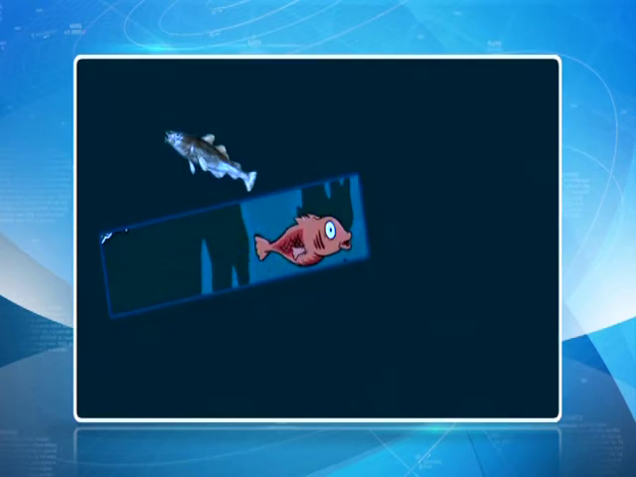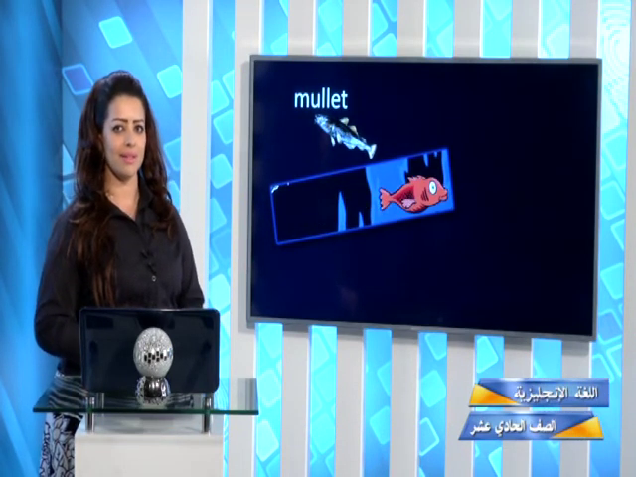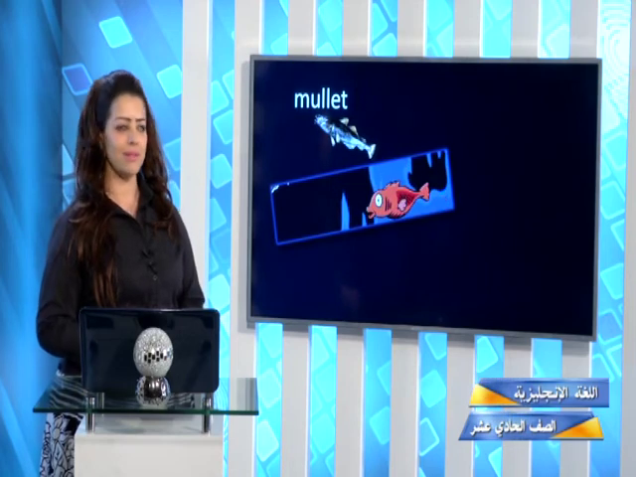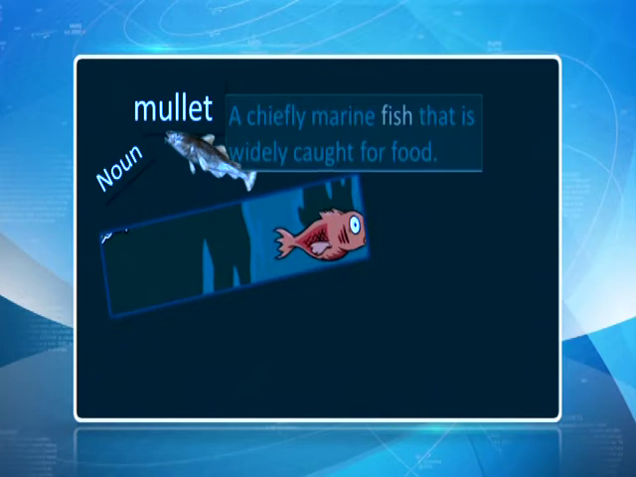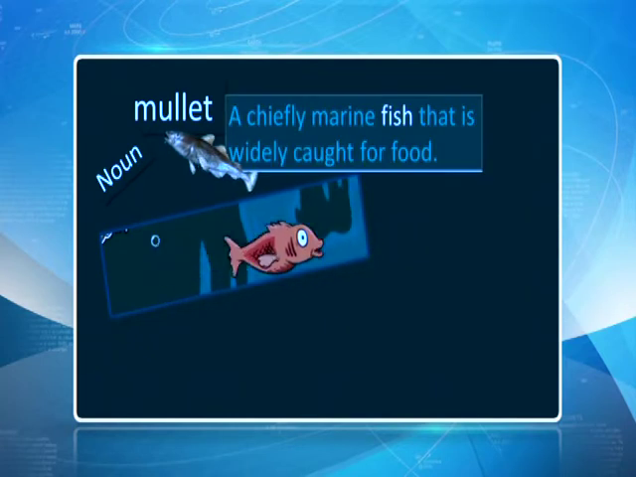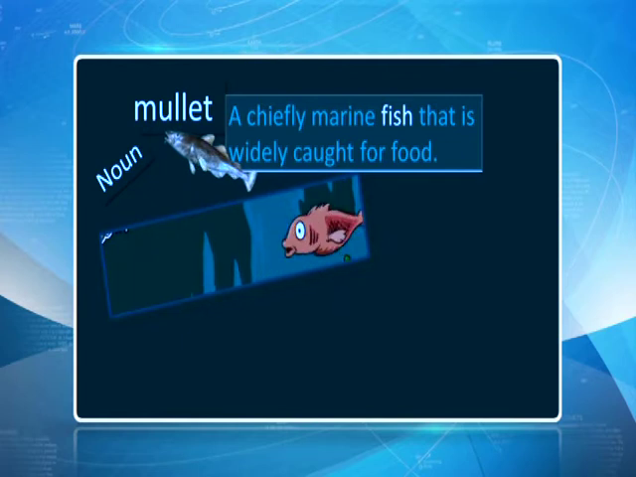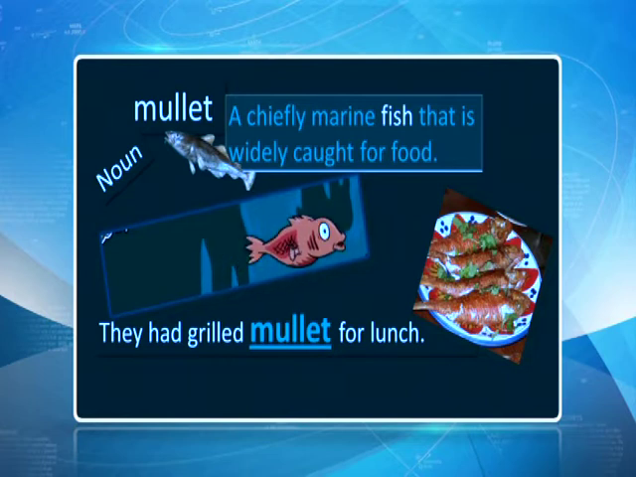What do you see over here? We see a fish, right? What's it called? A mullet. Mullet is the name of this fish. It's a noun. It's a chiefly marine fish that is widely caught for food. For example, they had grilled mullet for lunch.